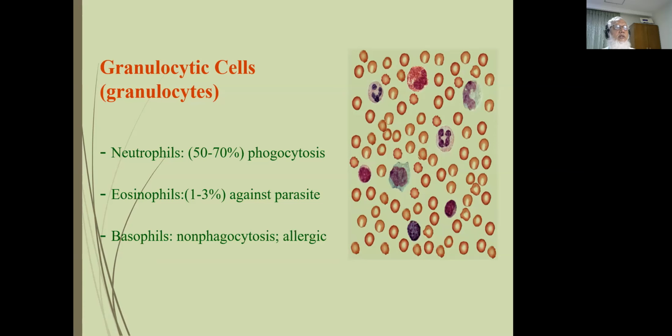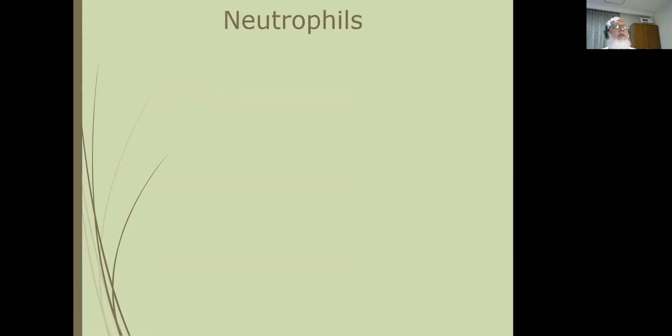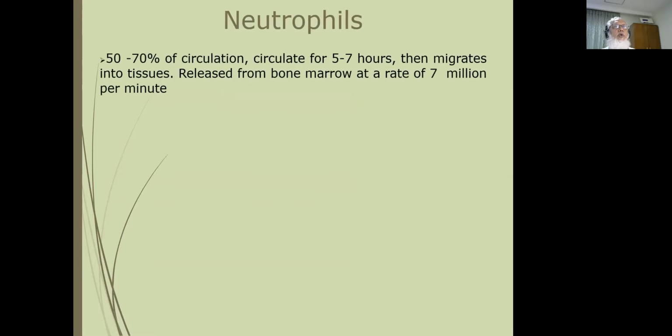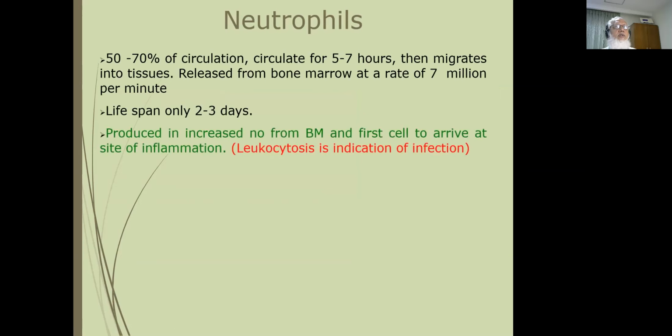Basophils are non-phagocytic cells, the allergic cell. And neutrophils, you see, circulate for 5 to 7 hours, then migrate to tissues. They are released from the bone marrow at a rate of 7 million per minute. That is an unbelievable thing. Lifespan is only 2 to 3 days, produced in increased number from the bone marrow, and they are the first cell to arrive at the site of inflammation. That's why leukocytosis is an indication of infection.